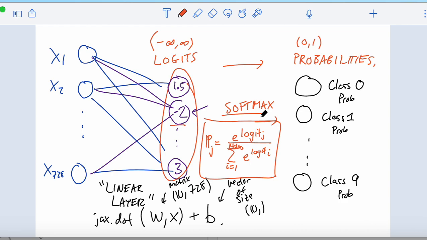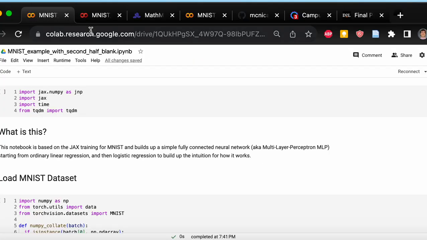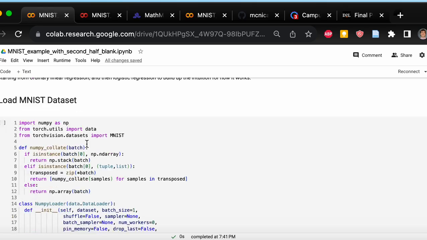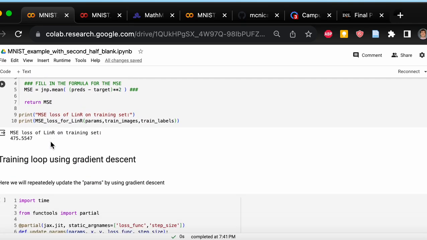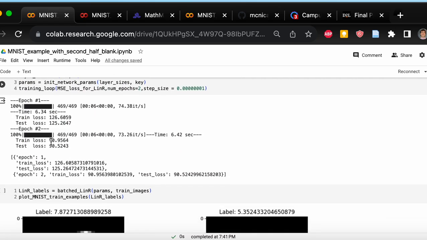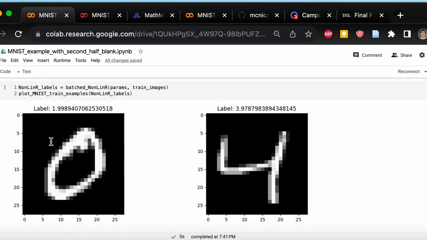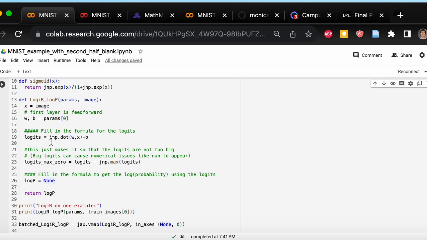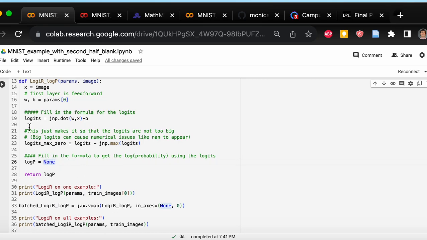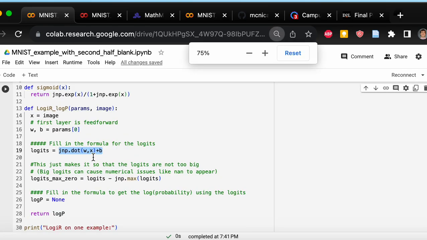Let's see how to put it into our code. So now we're going to put this into our code. Where's the one that we're running? Okay, so load the data set, linear regression, training loop. We did all this. Okay, nonlinear regression, and then we're finally at where we are, logistic regression. This is what we're doing. Okay, and we had this formula. We did the logits, which was jnp.dot(w, x) + b.